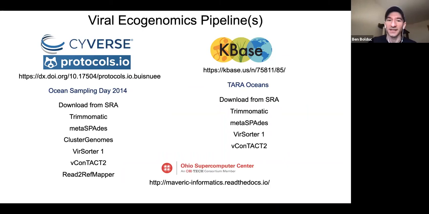The protocol that's on CyVerse is basically handled through protocols.io, simply because CyVerse still doesn't have a good mechanism for protocol use, or at least pipeline use. They do have some guides and checklists and stuff like that, but nothing as integrated, kind of built into the infrastructure as KBase has. And so for this one, we'll use the protocols.io link here.